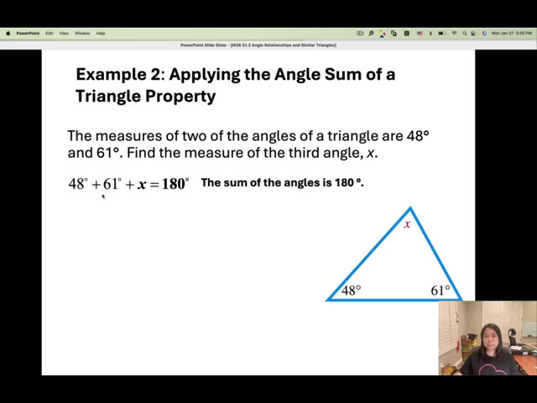Okay, combine the like terms, and then subtract 109 from 180. You should get x equal to 71 degrees. Okay, right? Straightforward.